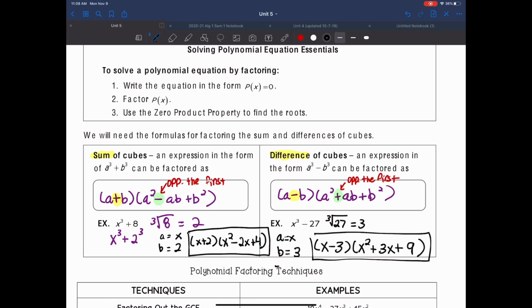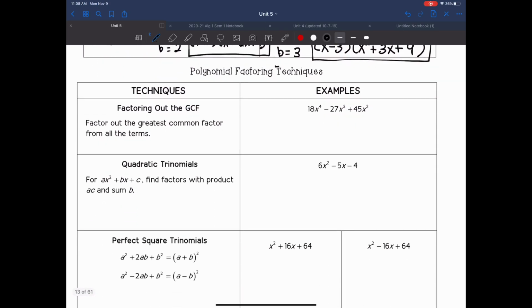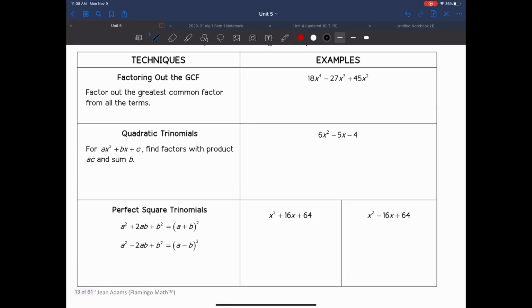All right, so now we're going to talk about some techniques just in general of factoring. So the first technique that we are going to use when we are solving polynomial equations is we are going to factor by using the GCF. This is always the first thing you want to do when you're factoring. You want to look and see, do I have a GCF? And if so, I'm going to pull it out. So this is in simplest form. So we're going to factor out the greatest common factor from all terms.